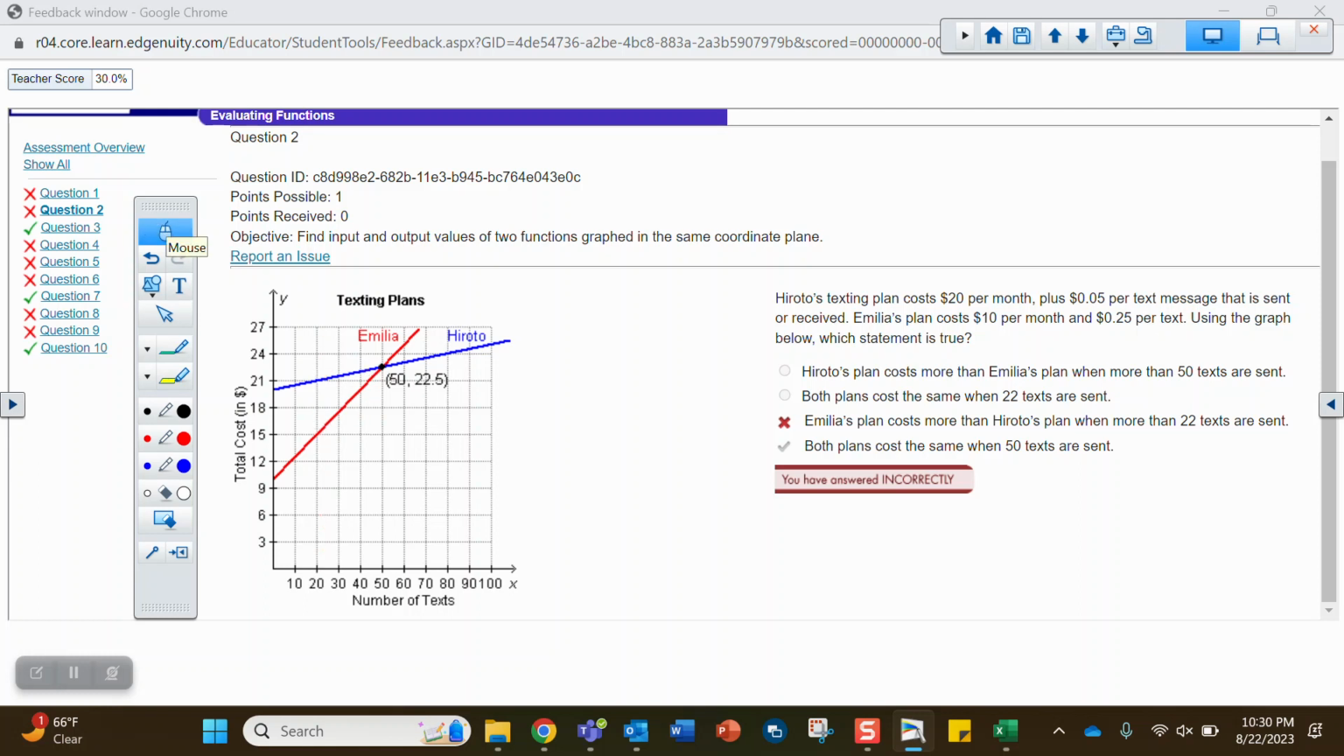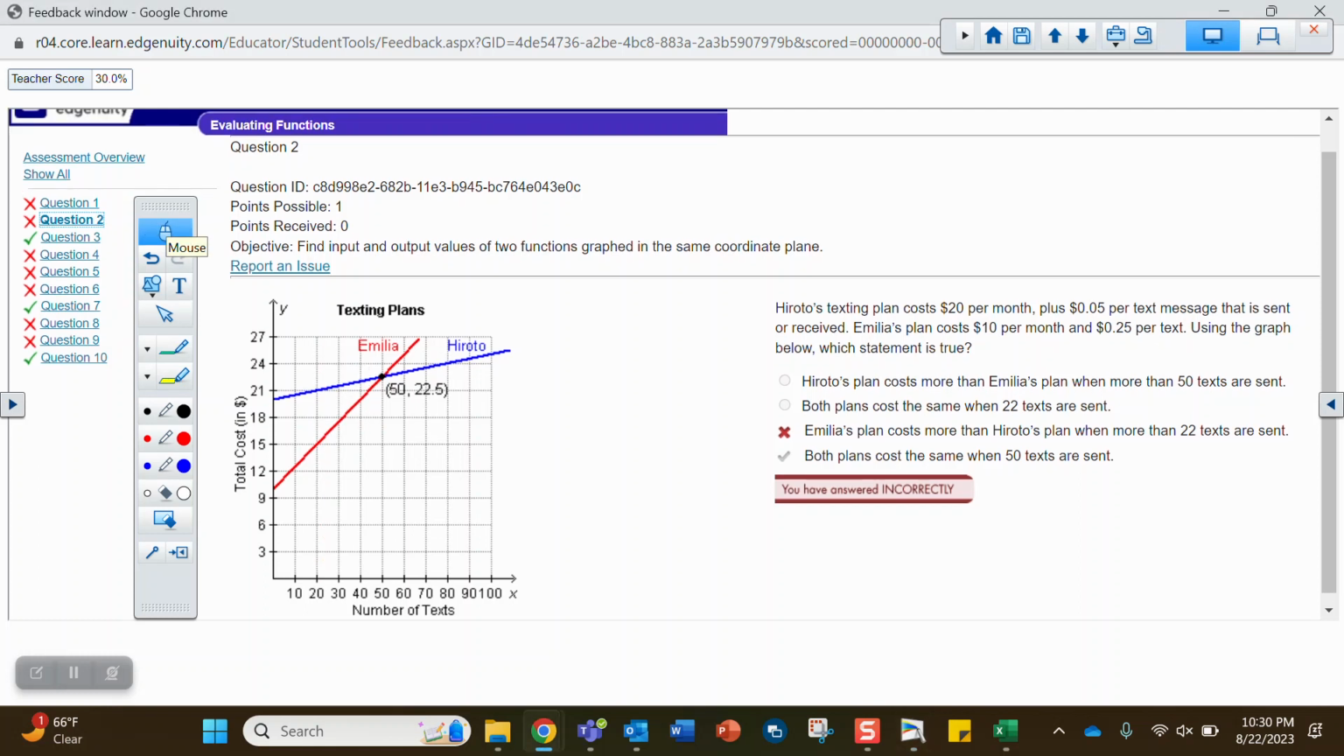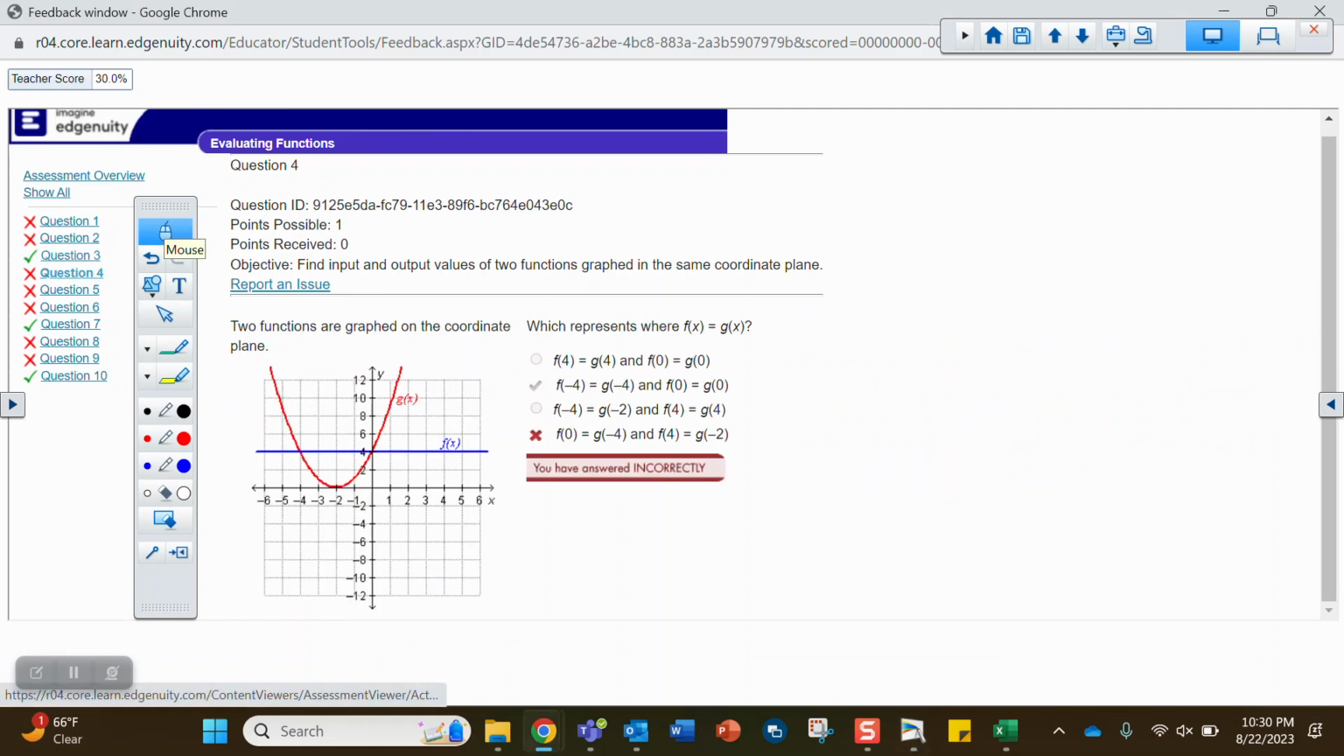Both plans cost the same when 50 texts are sent. And there it is, when x is 50, and x is the number of text messages. You can see that's where the two graphs intersect, and so both plans cost $22.50. So here you're looking for the spot where the graphs intersect, which represents where f of x equals g of x.